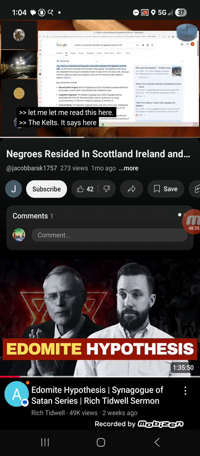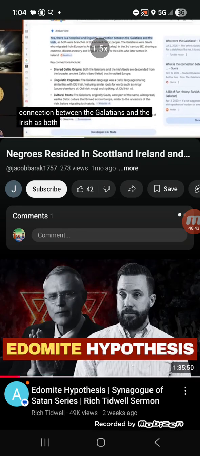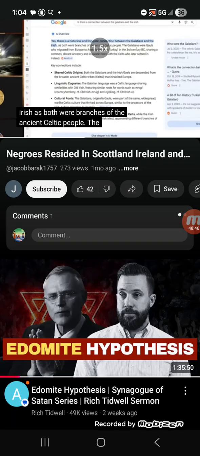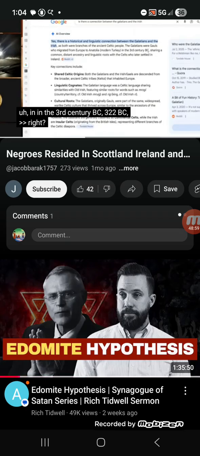The Celts. It says here, I put in Google, is there a connection between the Galatians and the Irish? It says, yes, there is a historical and linguistic connection between the Galatians and the Irish, as both were branches of the ancient Celtic people. The Galatians were Gauls who migrated from Europe to Anatolia. Anatolia is modern-day Turkey. In the 3rd century BC, that was the time when the Greek Empire came into power. Remember, 322 BC, right? Sharing a common distant ancestry and linguistic roots with Celts who later settled in Ireland, right?